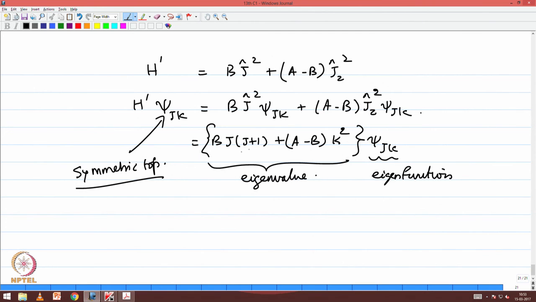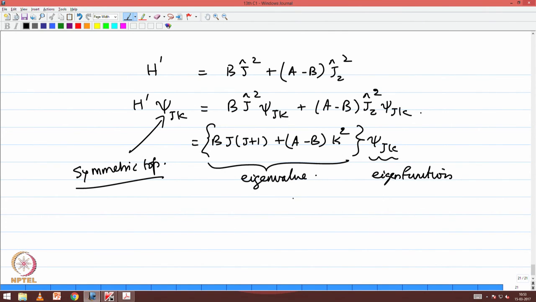Therefore, the wave function psi j k and the wave function psi j minus k both will have the same eigenvalue because it depends on k squared. That is why it is doubly degenerate. When k is 0, obviously there is only one energy, b j into j plus 1.